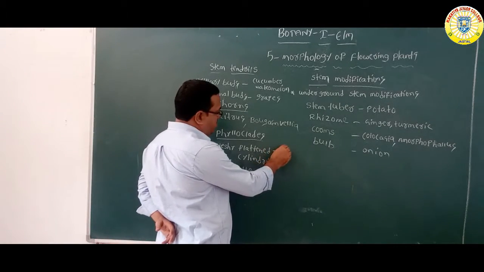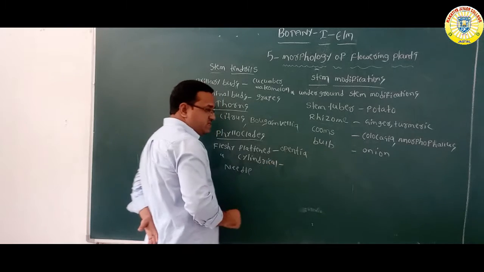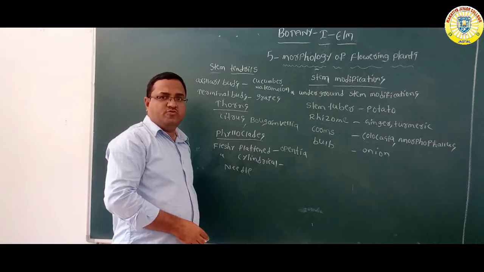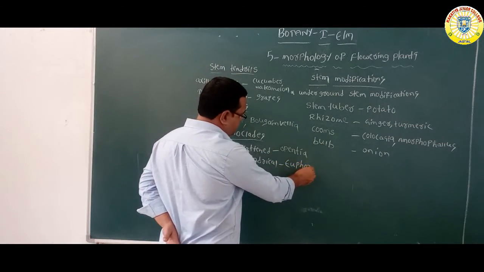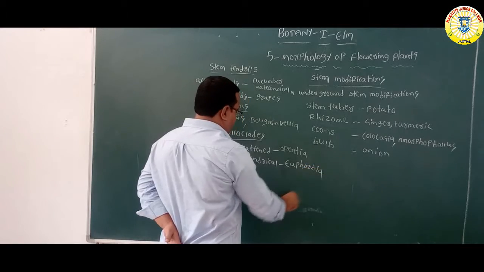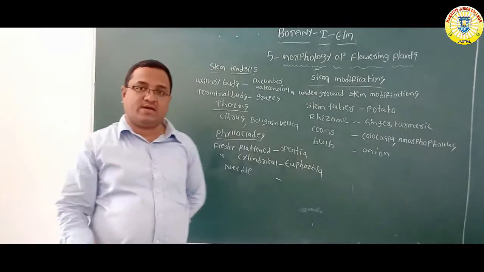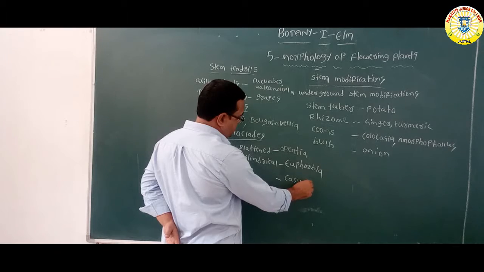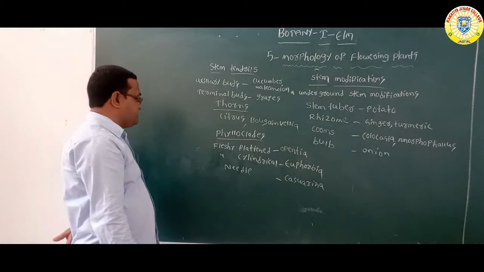Fleshy, flattened stems: best example, Opuntia. Cylindrical stems, modified into fleshy cylindrical structures: best example, Euphorbia. Stems converted into needle-like structures: best example, Casuarina. So these are the phyllocades.